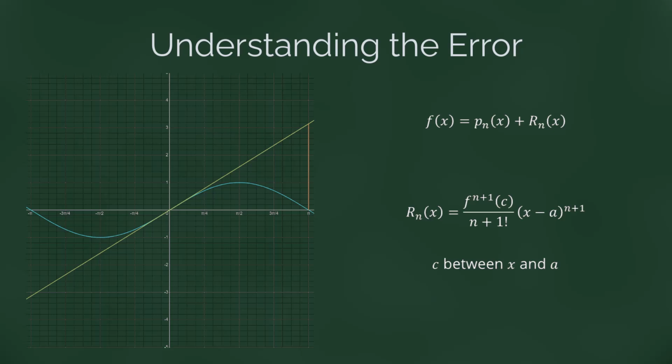Taylor's theorem tells us that r sub n of x, the remainder in the nth Taylor approximation for a function f of x, is exactly equal to the n plus first derivative of f at c over n plus 1 factorial times x minus a to the n plus first, where c is some number that falls between our x value and a, which is the center of our Taylor polynomial.